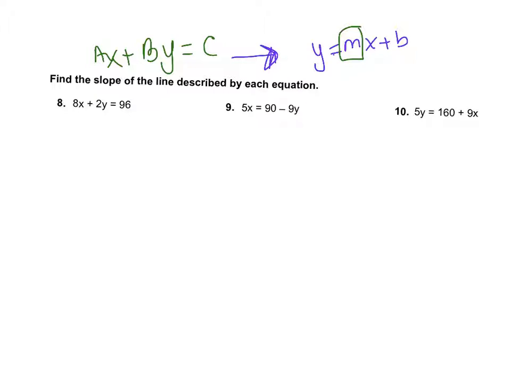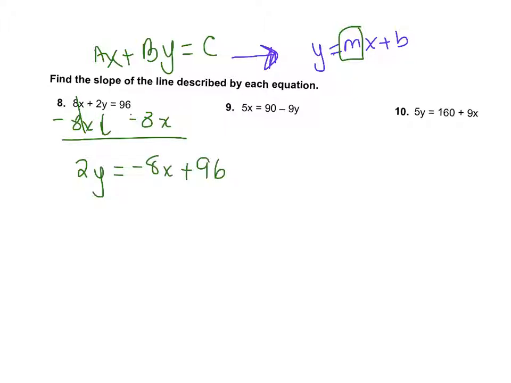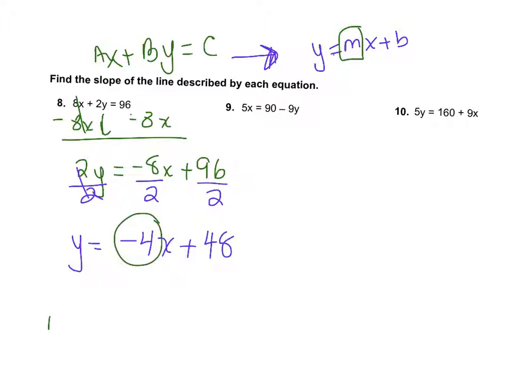To transform this into y equals mx plus b, I might subtract 8x from both sides. And I get 2y is equal to negative 8x plus 96. Now I divide everything by 2. Whatever you do to one, you do to all. And you get y is equal to negative 4x plus 48. So that means that the slope is equal to negative 4.